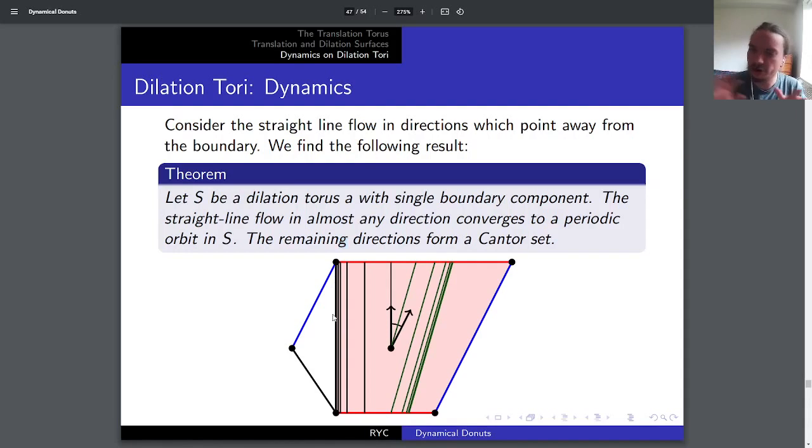Now that's not quite a periodic orbit because when we hit the vertices we stop, but it's called a saddle connection and it's very similar to a periodic orbit. And as it turns out, any direction in this interval, so any angle at all that you choose in this interval, if you move in that direction, you're going to converge to a periodic orbit as time goes on.